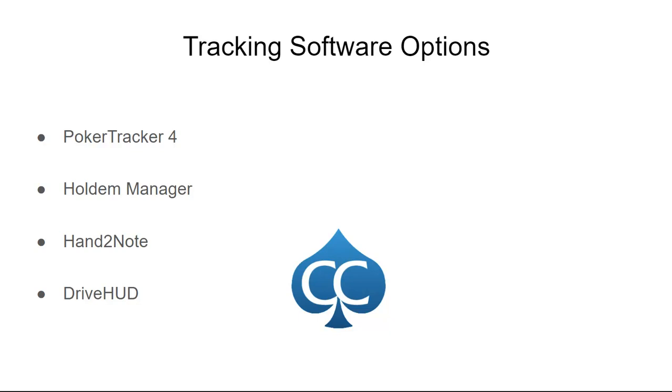So Poker Tracker and I believe Hold'em Manager have 30-day trials, maybe with slightly limited functionality. And I think Hand to Note has a completely free option. Drive HUD, if you play micro stakes, has a very low cost option. So if you're looking for something less expensive, you can check out those other two. And we'd be very interested to know what lower priced or free tracking software options you guys like the best.